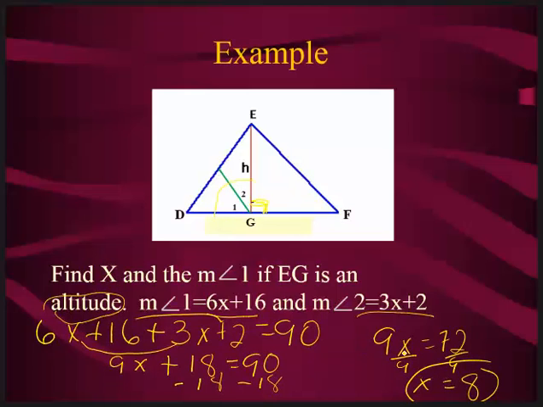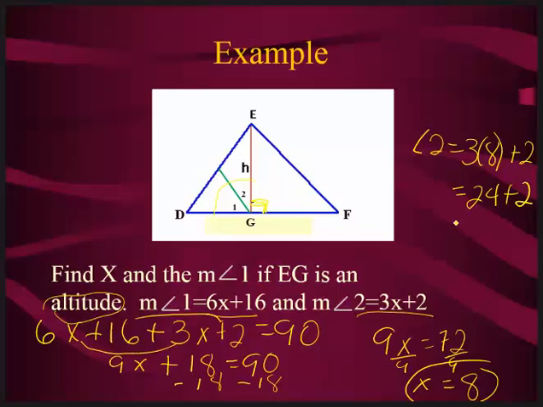But I could also plug it in here and find the measure of angle 2. If x is 8, then I'm going to replace the x with the 8. So 24 plus 2 is 26. Whoops, 26.